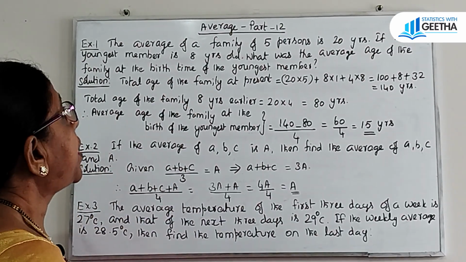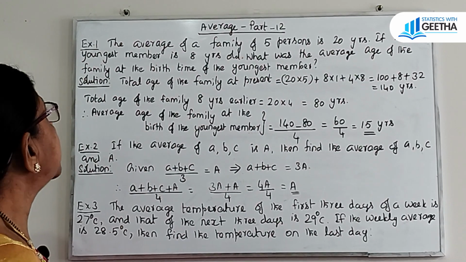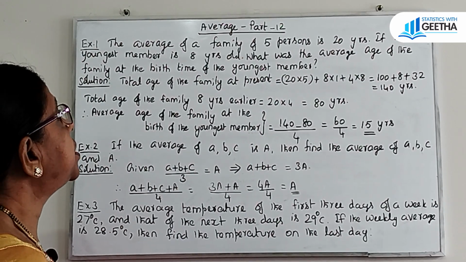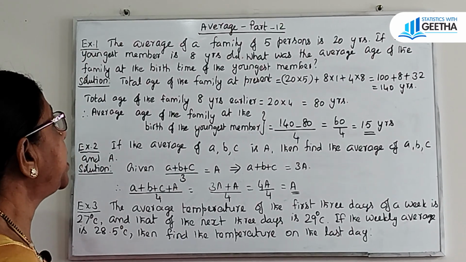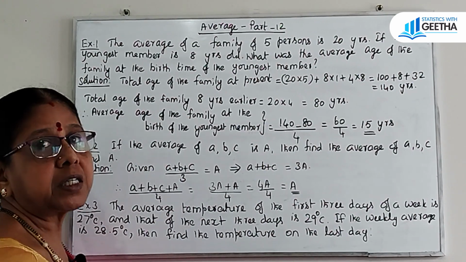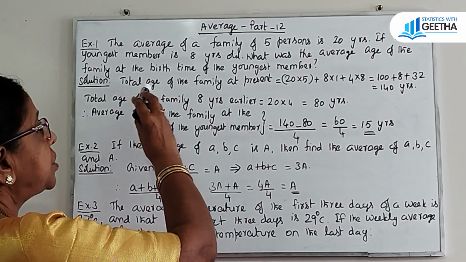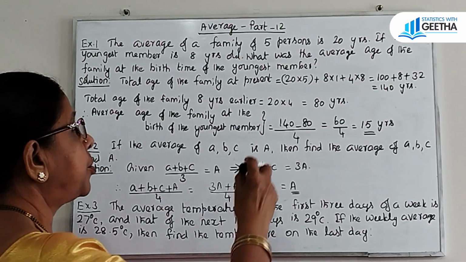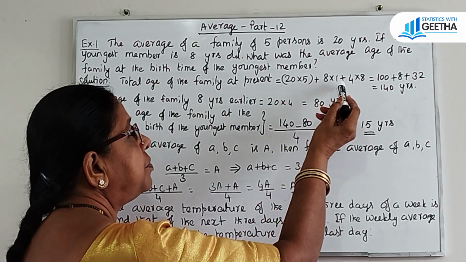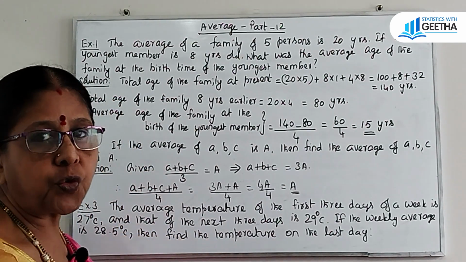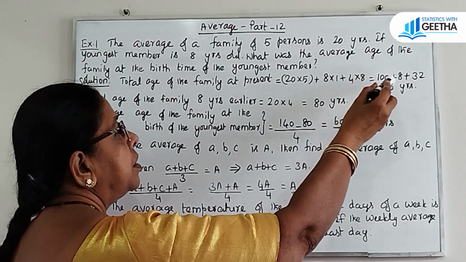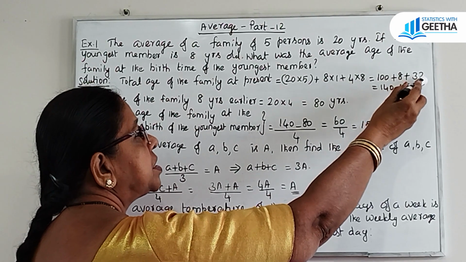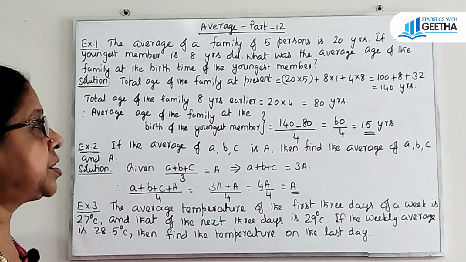Today we are going to see the topic average. It is part 12 of exercise number 1. The average of a family of 5 persons is 20 years. If the youngest member is 8 years old, what was the age of the family at the birth time of the youngest member? Solution. Total age of the family at present is 20 into 5 plus 8 into 1 plus 4 into 8, that is 100 plus 8 plus 32, which is 140 years.